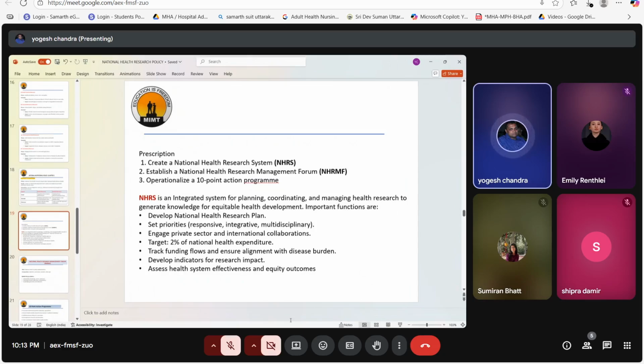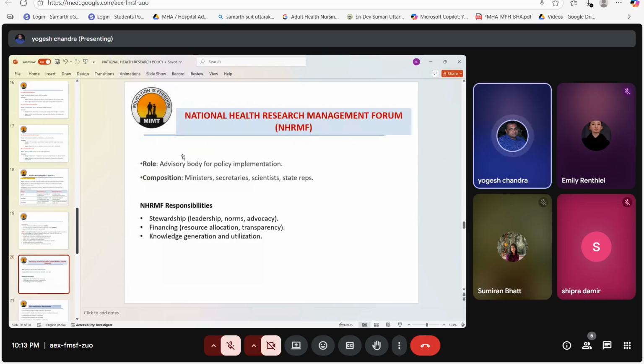ये सारी चीजें important है further research के लिए. I am not going into the detail because this has been given in your book in a very elaborative manner. So there is no point to dedicate so much of time on this part. What are the function of that? Okay. फिर जो दूसरा पार्ट मैंने बताया था, that is the National Health Research Management Forum, NHRMF.